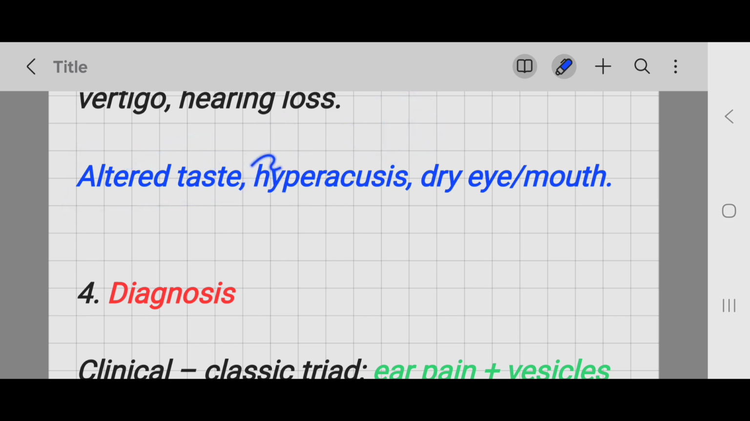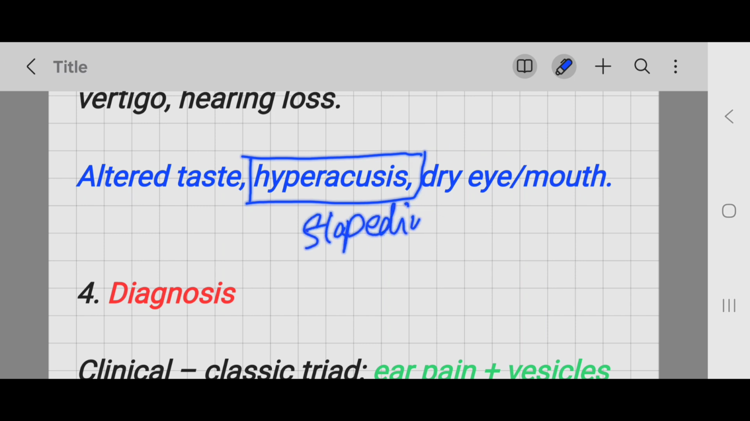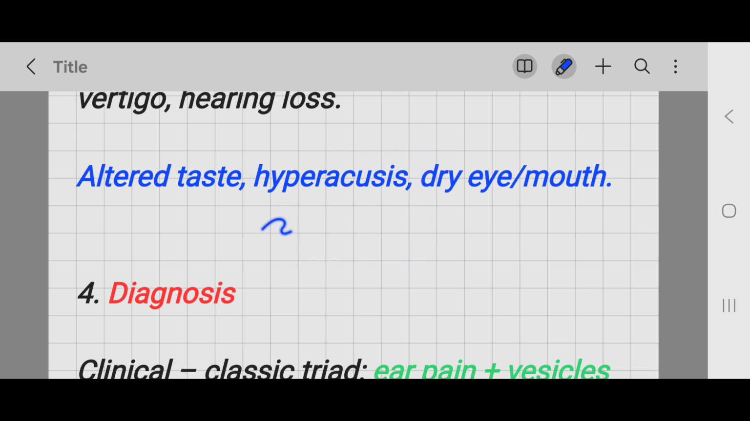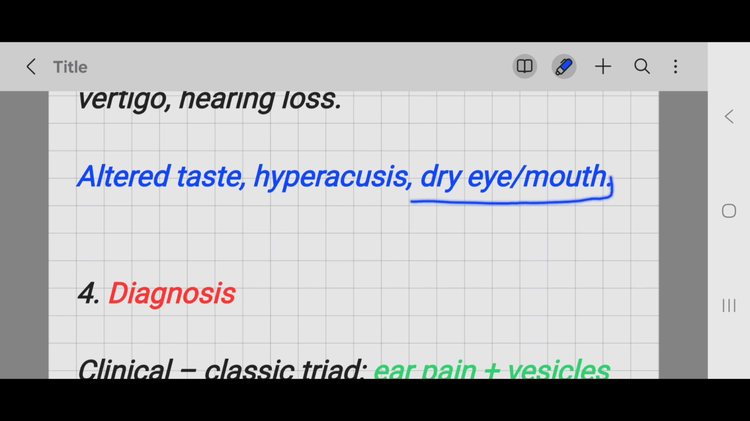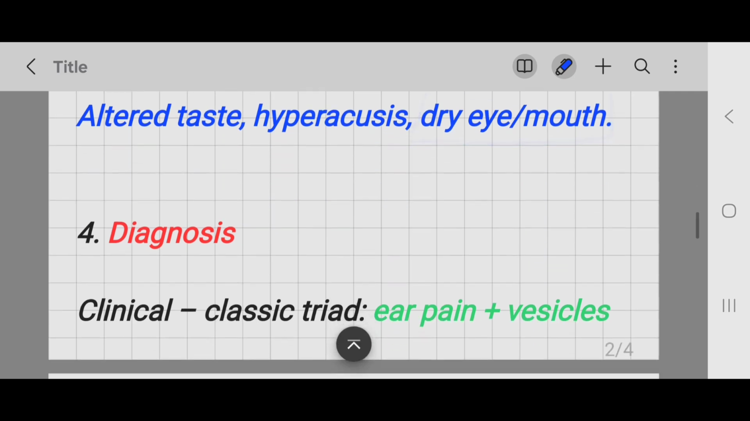in the taste. Hyperacusis is due to the involvement of the stapedius muscle, which is also supplied by the 7th cranial nerve, and this stapedius is responsible for dampening of loud voices. And when there is stapedius involvement, then there is hyperacusis. Also, there is dry eye or mouth.